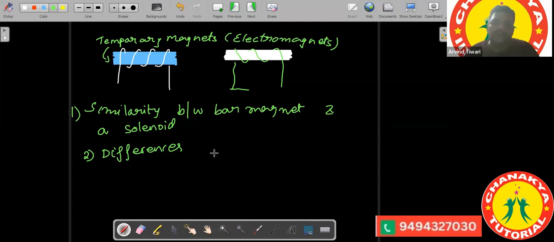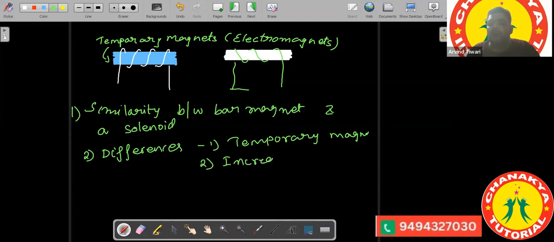First of all, the solenoid is a temporary magnet. And it is a temporary magnet. You can increase or decrease its strength. You can make this a strong magnet or you can make it a weak magnet. So you can increase or decrease the strength of the magnet.